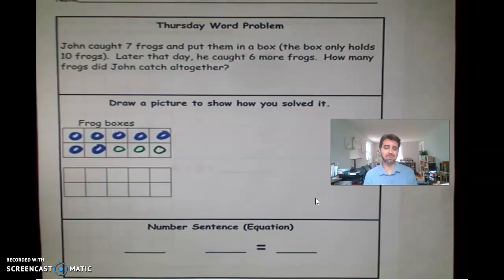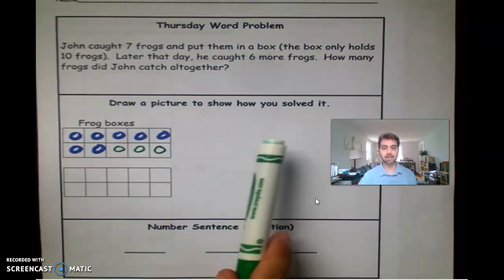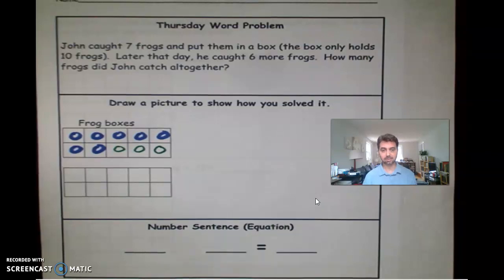What I would like you to do is draw the frogs. It can just be circles. You don't need to draw frogs, okay? And I want you to write the numbers the way that you think they should be written. You want to show that you're doing 7 plus 3 more to get to the 10, plus the 3 more that are left over to go in the second box. And then you want to write your number sentence. When you're done with that, play the video again and you can check your work against mine.